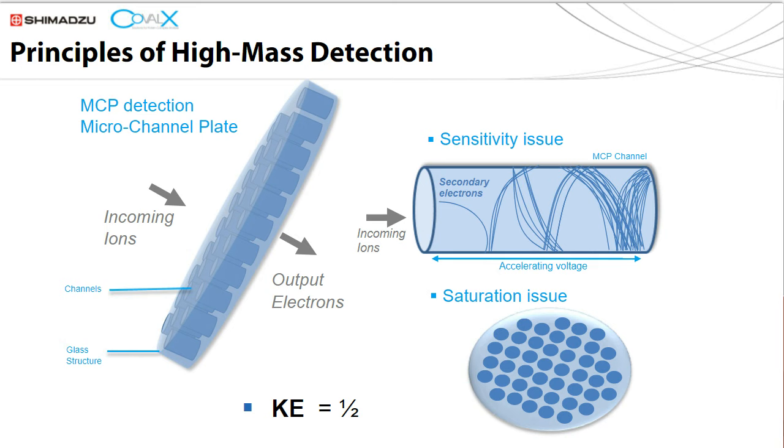The second issue, which we mentioned earlier, is this issue of saturation. And saturation is where early arriving ions are going to hit some of the tubes of the MCP or the detector.